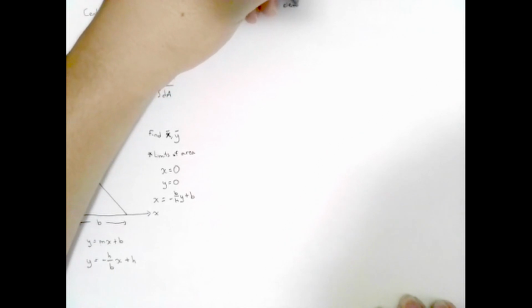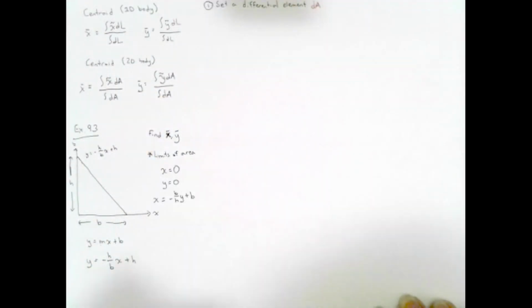We mentioned in our first couple of classes on this topic that the first step is to set a differential element. Now, in one-dimensional bodies, that differential element would have a length of dL. However, because we're dealing with two-dimensional bodies, our differential element will have an area of dA, where dA represents a really small area. This differential element dA is going to be located at an arbitrary location, which I'm going to call just xy.